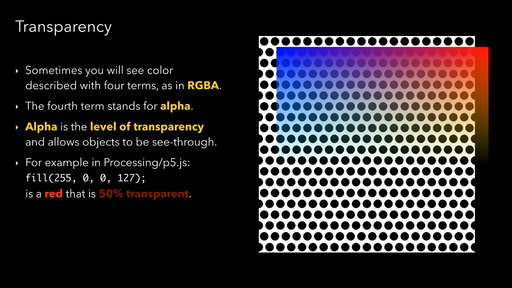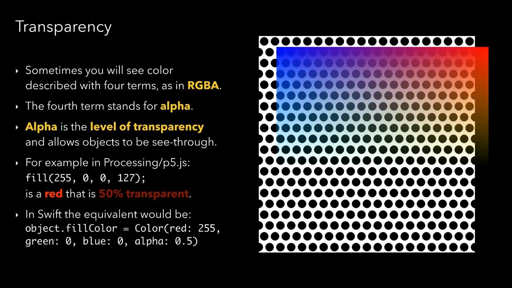In Processing and p5.js, you can use alpha by just adding a fourth term to your fill color. So anywhere that you would ordinarily see three terms for a color, if you add a fourth, that's automatically alpha. And so this particular color right here is actually a 50% transparent red. Now the same fill in Swift would look a little bit different. You would modify the fill of an object and you would pump in the color like this, and you would see it's red 255, green 0, blue 0, and alpha of 0.5. And so you can see the Swift version is a little bit wordier, a little bit longer, but a little bit clearer.